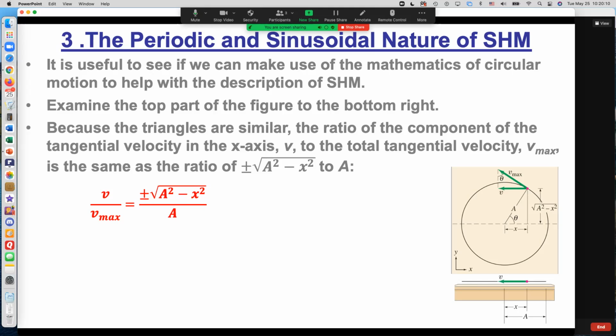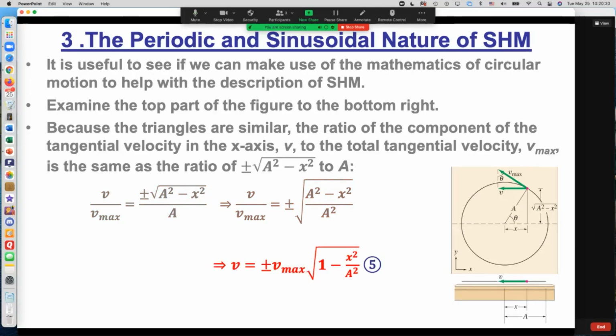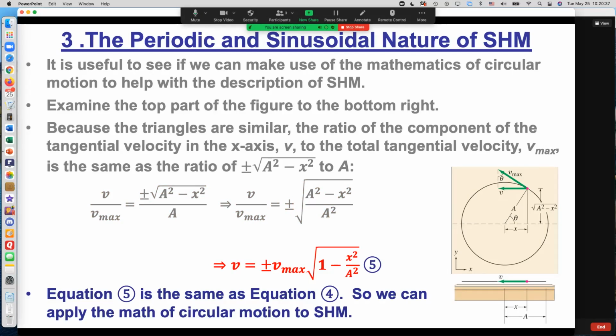You would have done geometry, right? Well, we can put the A squared back inside, do that. And now what we've got is V is plus or minus V max times the square root of 1 minus X squared over A squared. So you generated the same formula we use for conservation of energy. How about that?